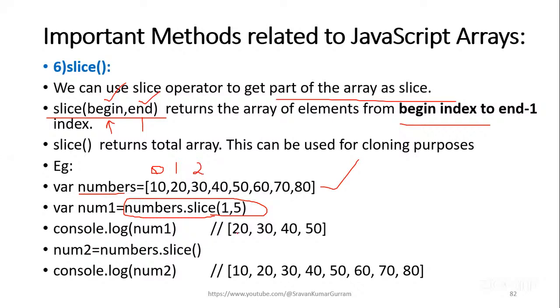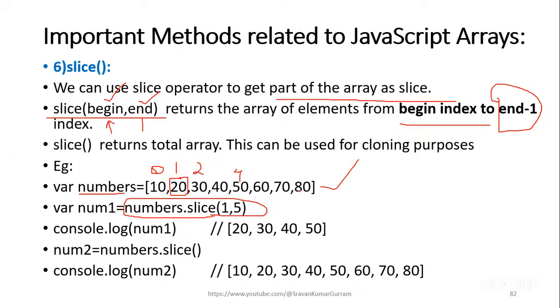We know that. Now, slice 1 means what is the element available at index 1? That is 20. 5 means you should not take the element available at the fifth index. You must go for end minus 1. The last element is excluded. So the last element value is 5, so we need to check the index values. 5 minus 1, that is 4. So 0, 1, 2, 3, 4.